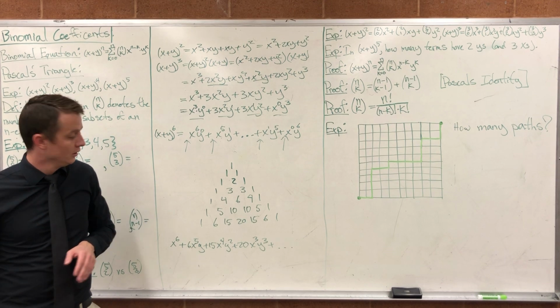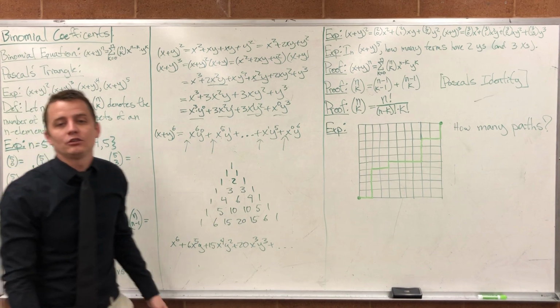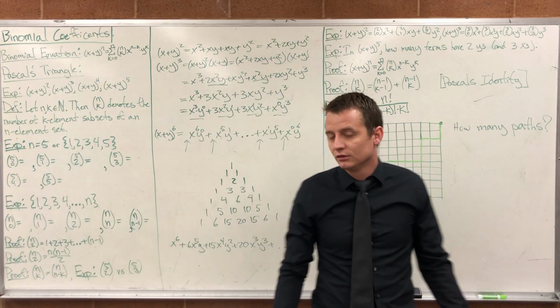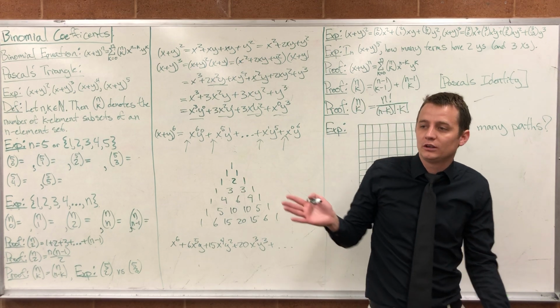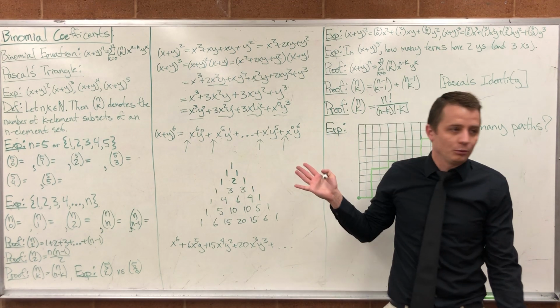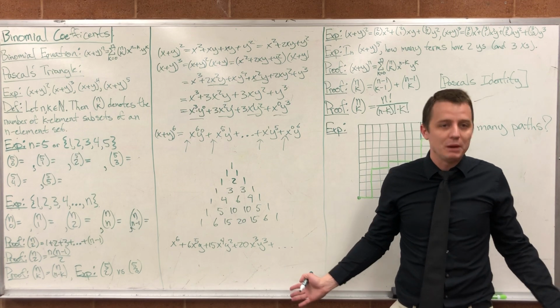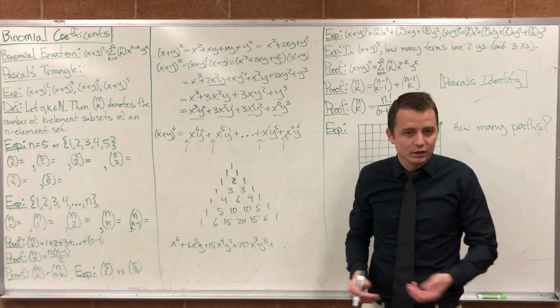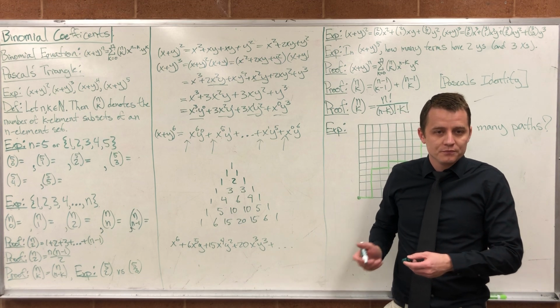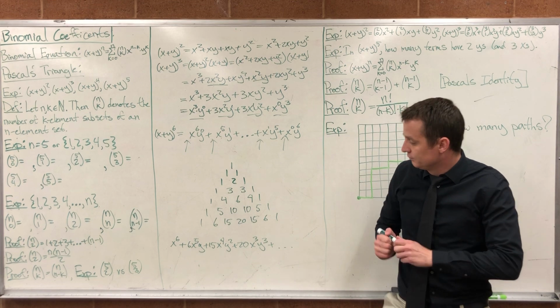Right? Now, first off, how do we know that this Pascal's triangle thing even works? What does this have to do with these coefficients? That seems completely arbitrary, completely random. Maybe it just happens to work in the first 10,000 rows. Maybe there comes a row where it doesn't work anymore. How do we know that this actually works? So that's one of the things that we're going to be proving today.